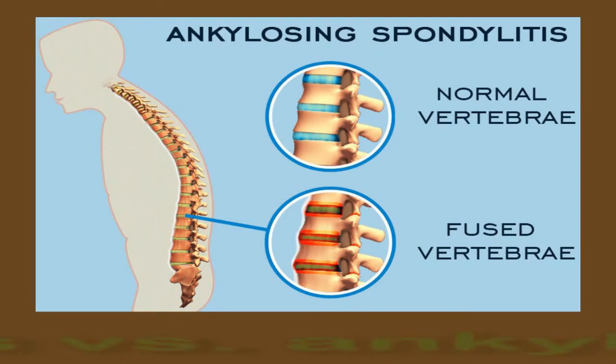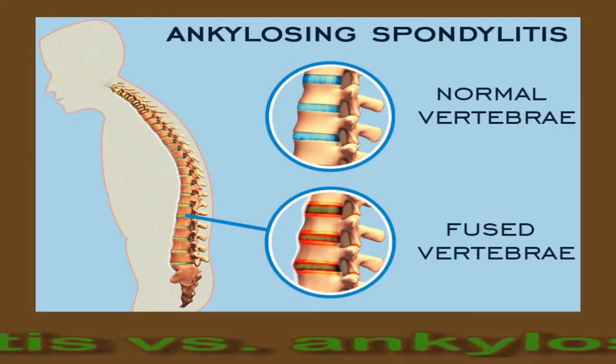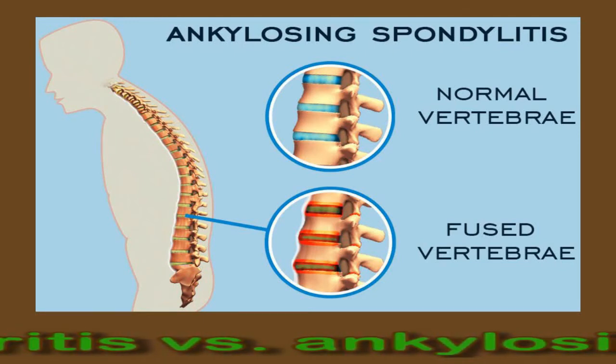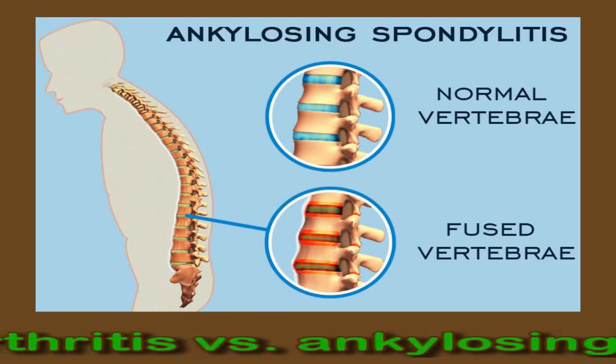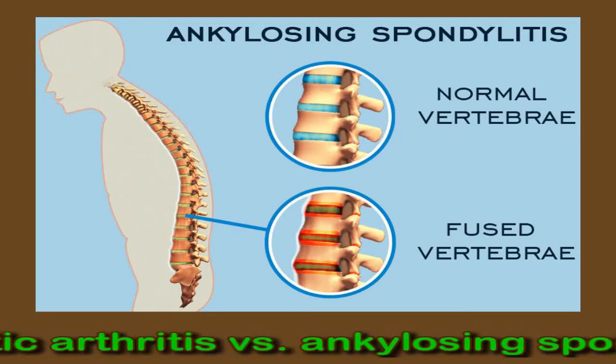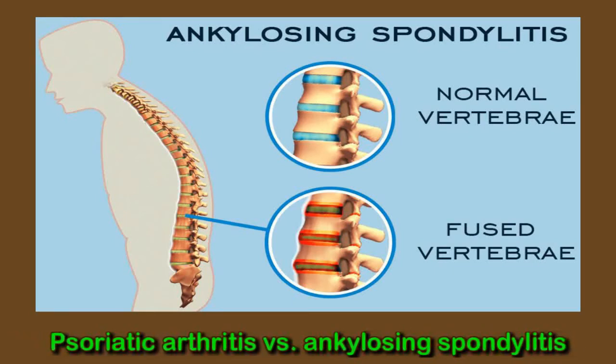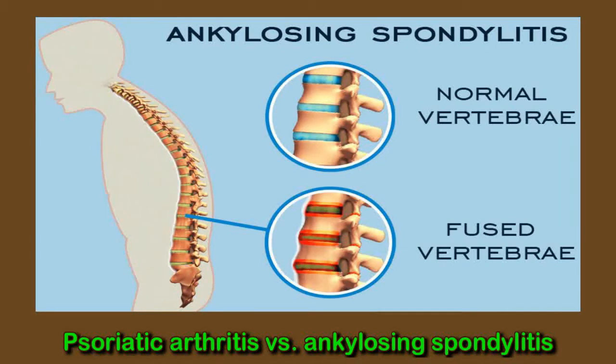Psoriatic arthritis versus ankylosing spondylitis. It may be difficult for a doctor to determine whether a person has psoriatic arthritis in the spine or ankylosing spondylitis. Both conditions cause pain and stiffness in the spinal joints. Ankylosing spondylitis is a form of arthritis that mainly affects the spine, but it can develop in other joints. It causes inflammation and severe discomfort. In serious cases, new bone matter forms, fusing the bones in the spine and significantly limiting mobility.